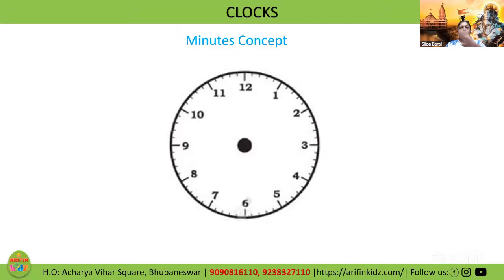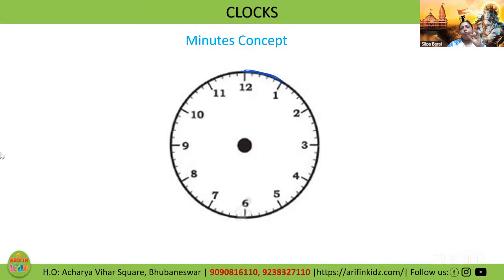Now see, the o'clock is done, but it will not always be o'clock, beta. The minute hand has to move. The minute hand cannot be at 12 always. The minute hand at 12 means it is o'clock. So now the minute hand has to move from 12 to 1. Okay, 12 to 1. So how will we do it?